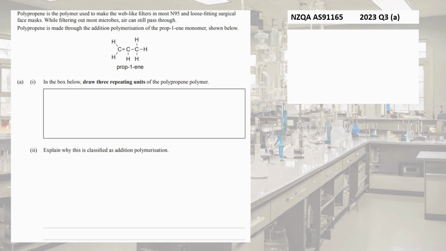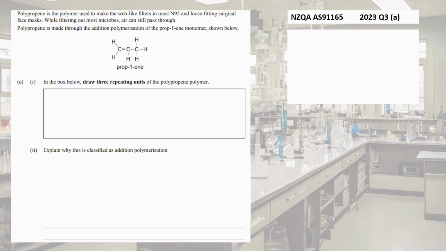air can still pass through. So when they're talking about these masks, these are the COVID masks. Polypropylene is made through addition polymerization of the prop-1-ene monomer shown below. Cool. We want to draw 3 repeating units for this polymer.